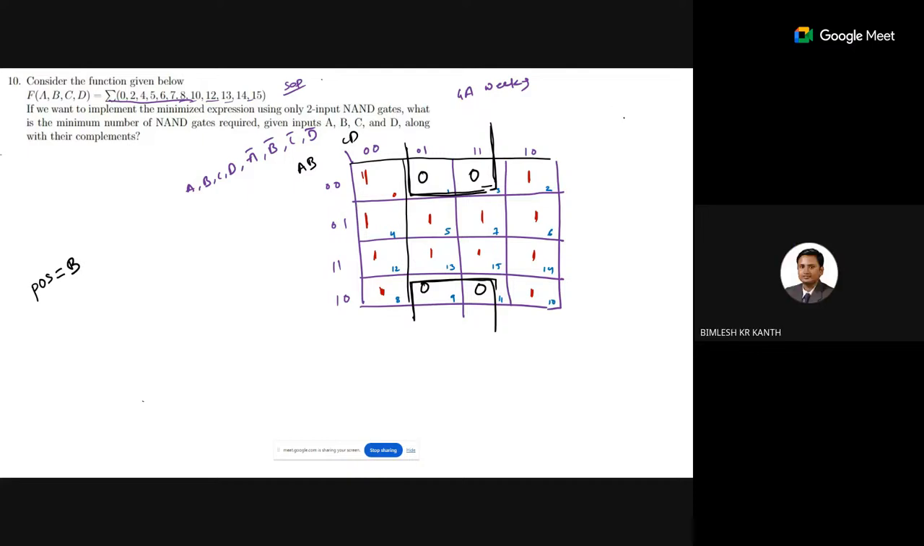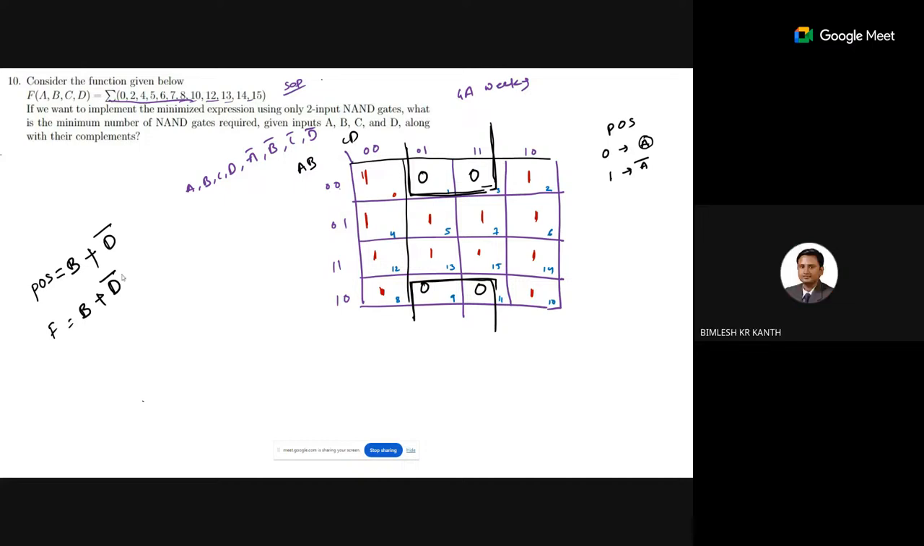In the case of POS, 0 means you take the variable as it is, and 1 means A star, the complement. If A is a variable, you can see that B is not changing, 0 means B, plus D star, because D is not changing, so D star. So the final expression is B plus D star, right? Correct.